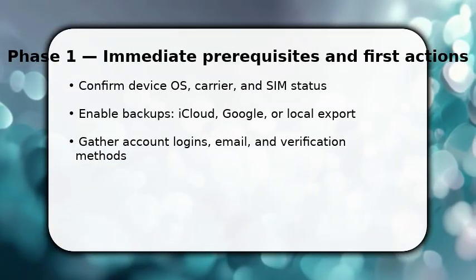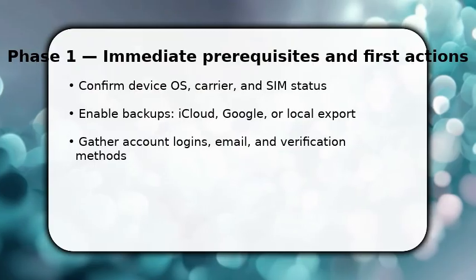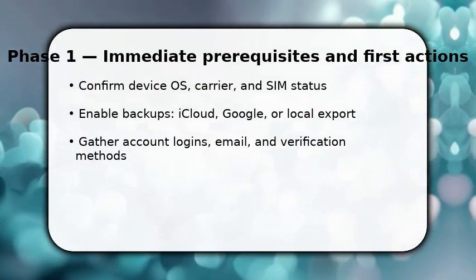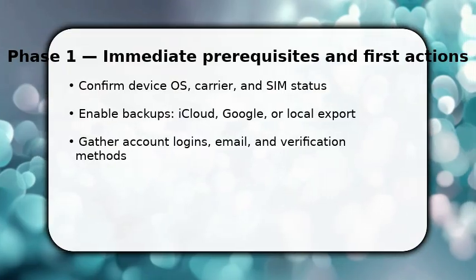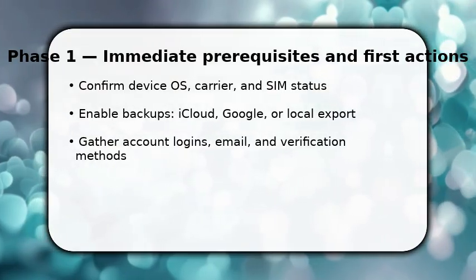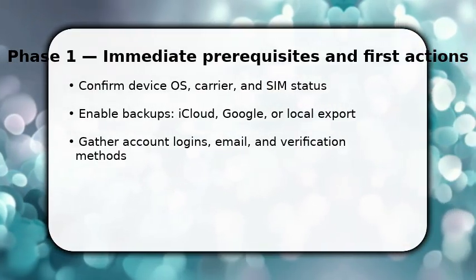You begin by preparing the tools you'll need. Make sure you know the phone OS and carrier so you choose the right method. Once done, sign into the account tied to contacts, iCloud for iPhone, Google for Android, and verify backup access. If backups are off, enable them now and perform a manual sync.